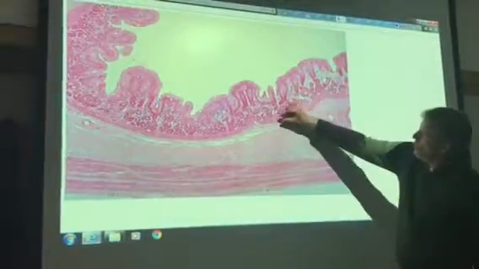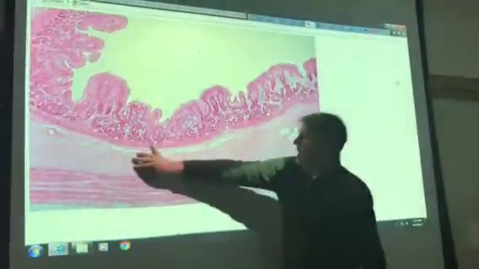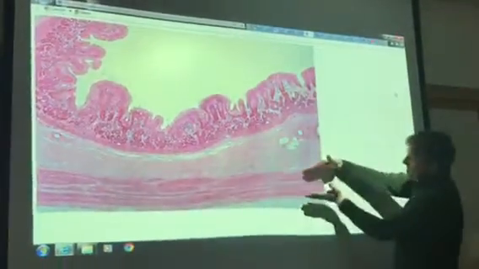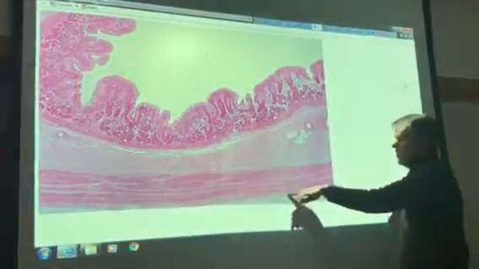This thin line going across here is the muscularis mucosae. This area is the submucosa. This is the muscularis layer. And then down here would be like the serosa, or the peritoneum.